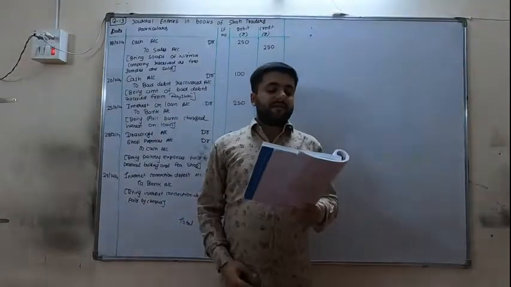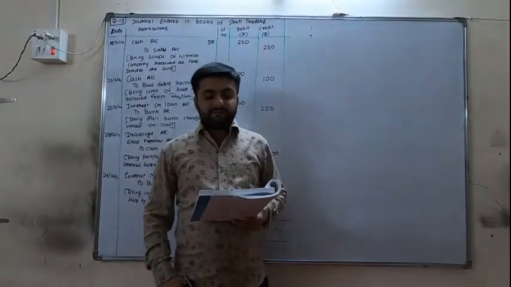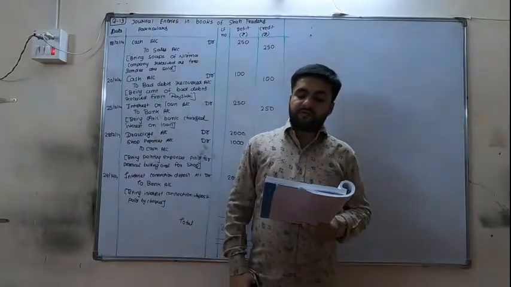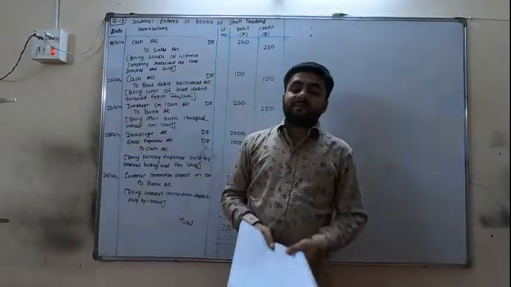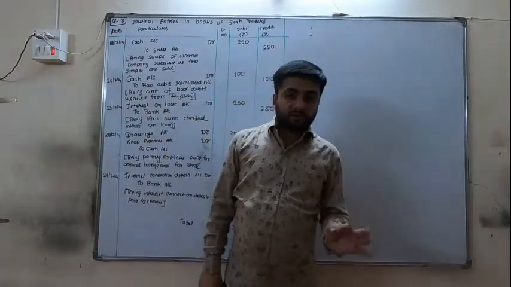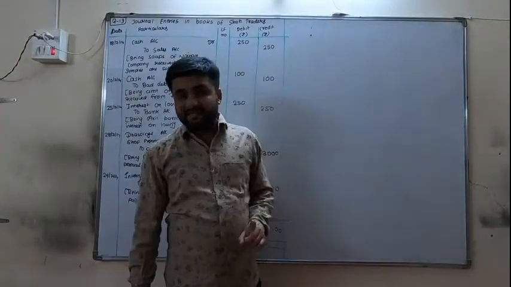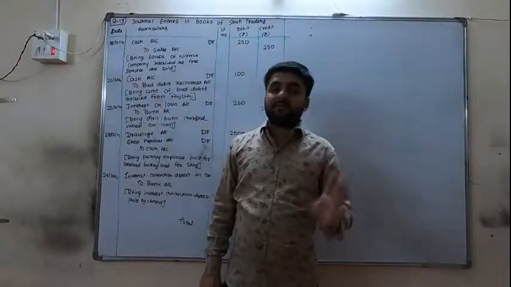So very fast, we are looking at the first transaction. Brought cash 50,000, debtors 20,000, stock of goods 10,000, creditors 5,000 and commenced the business. So we are starting the business with all these things. But remember, cash, stock of goods and debtors are our assets. Creditors is our liability, so it should only be credited. That thing only you should know.